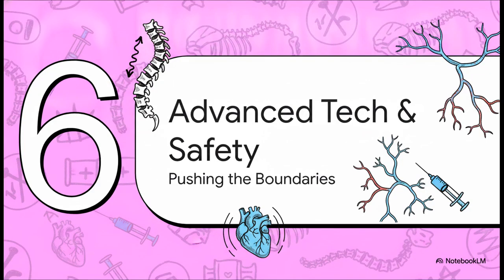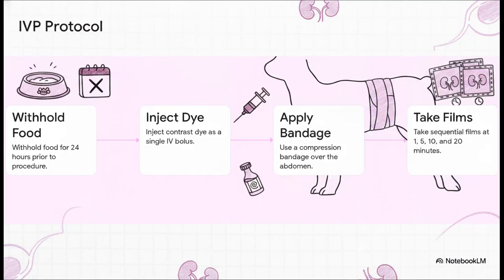And finally, Section 6. Advanced techniques and safety, pushing the boundaries. Let's look at some highly specialized procedures. Take intravenous urography, or IVP, which is used to assess kidney function and visualize the renal pelvis. The protocol here is extremely strict. First, you withhold food from the animal for 24 hours. Then, you inject the contrast dye as a single IV bolus.